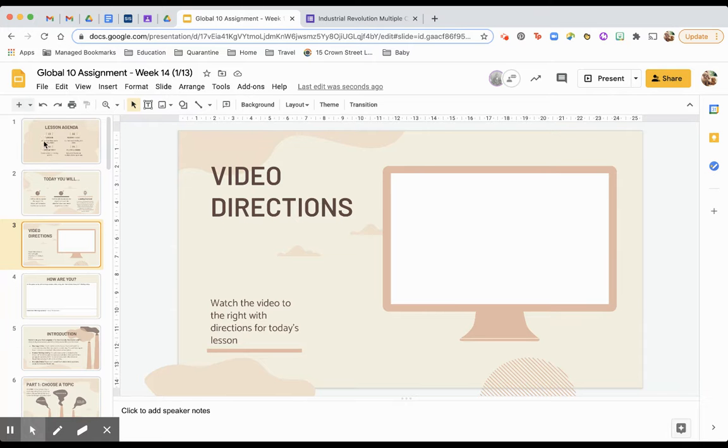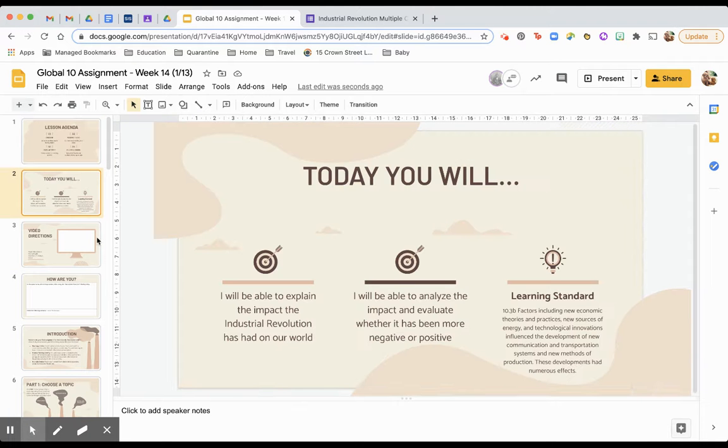So, what you're going to be doing today is thinking about what has been the impact of the Industrial Revolution and how has it continued to affect people today. You're going to be looking at some of the issues that were going on then that are still happening today. And then you're also going to be thinking about, has this been more positive or negative?